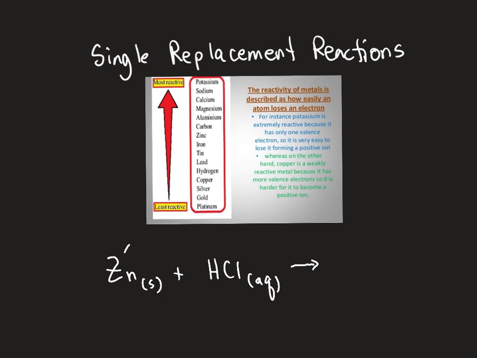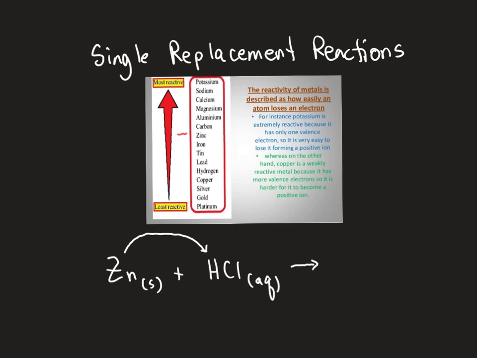So we know that zinc is positive, so it's going to want to switch places with the hydrogen, which is positive as well. So we need to see, is zinc more reactive than hydrogen? And we do that by locating zinc on the periodic table and hydrogen on the periodic table. So if we do that right now, we can tell that zinc is here on the periodic table. Zinc is right there, and hydrogen is right there. So zinc is more reactive than hydrogen. So because zinc is more reactive than hydrogen, this reaction will actually take place.